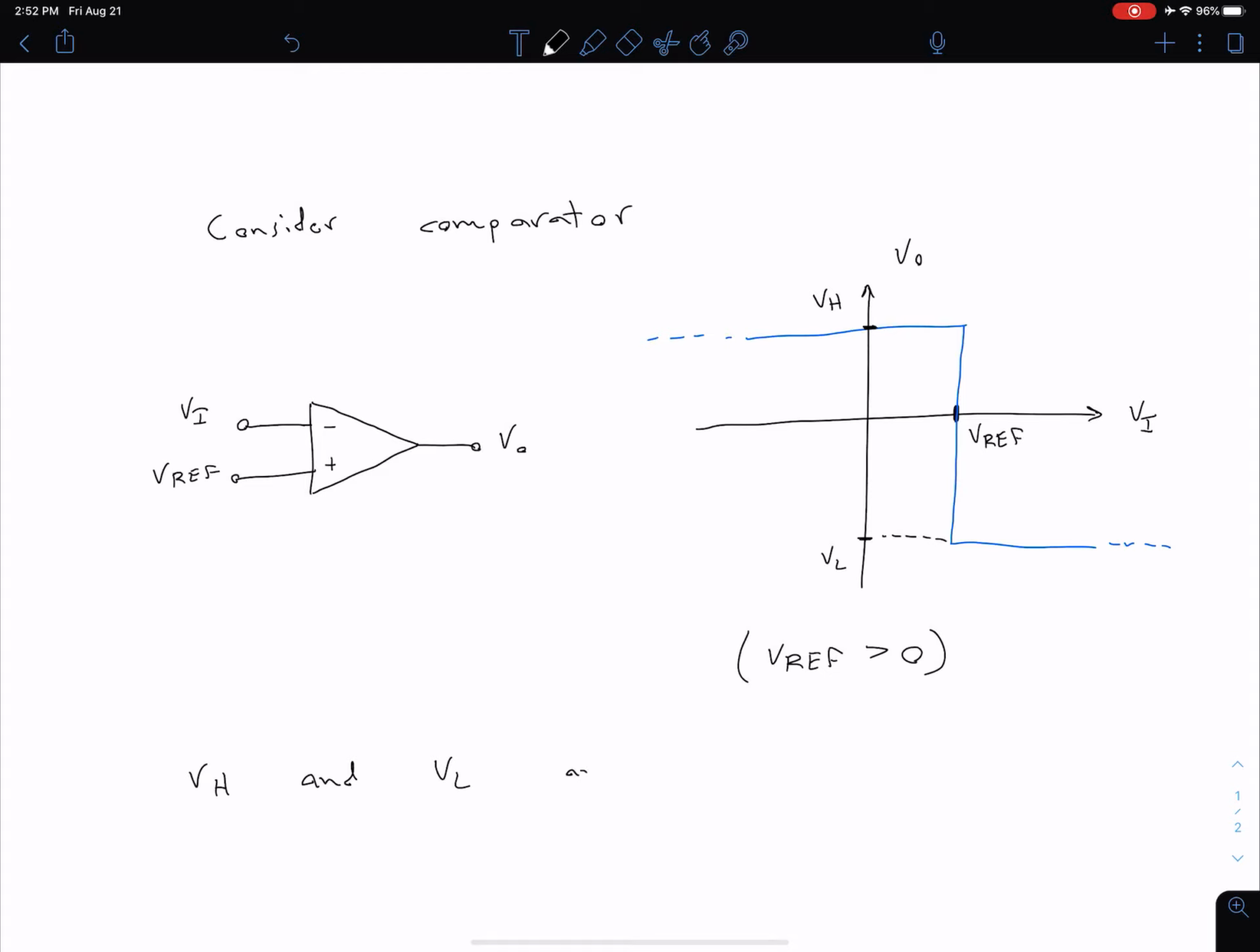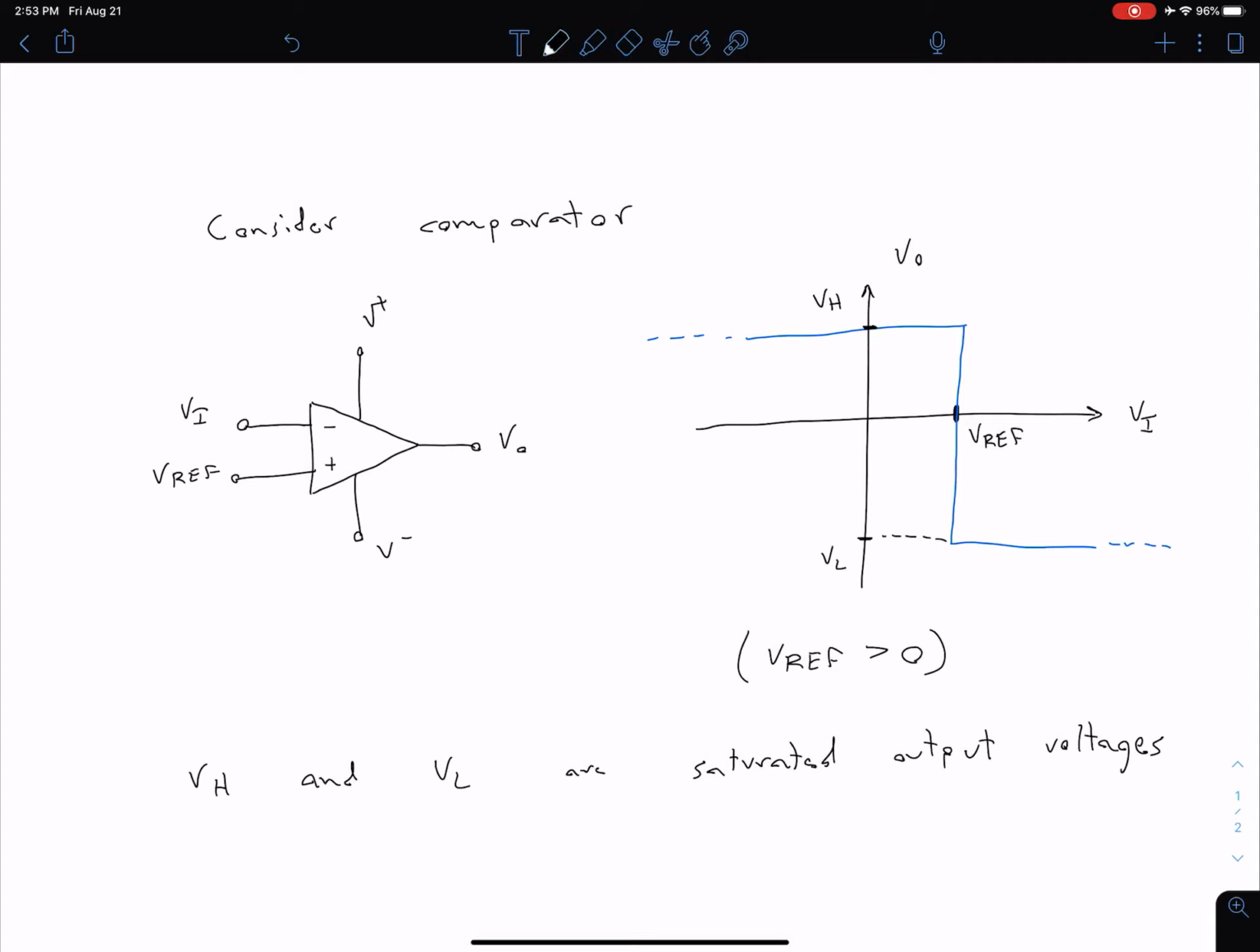VH and VL are our saturated output voltages. Like we've talked about in previous classes, typically these will be somewhere near our supply voltages, which I've not drawn explicitly, but we could draw V plus and V minus. So they're not going to be exactly these values, but they'll be close. For instance, maybe if this is 5 volts, we might see that our V high is 4.8 volts. Something along those lines.